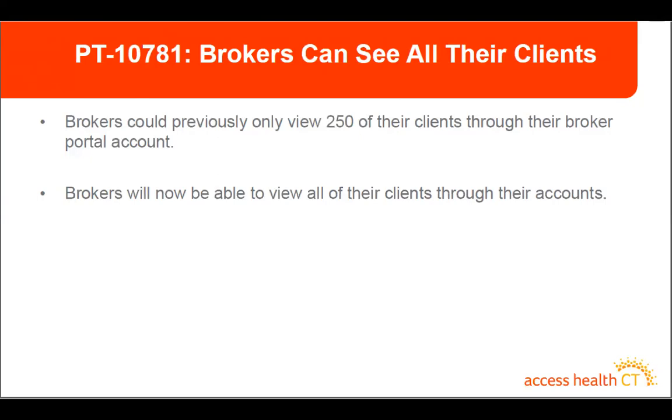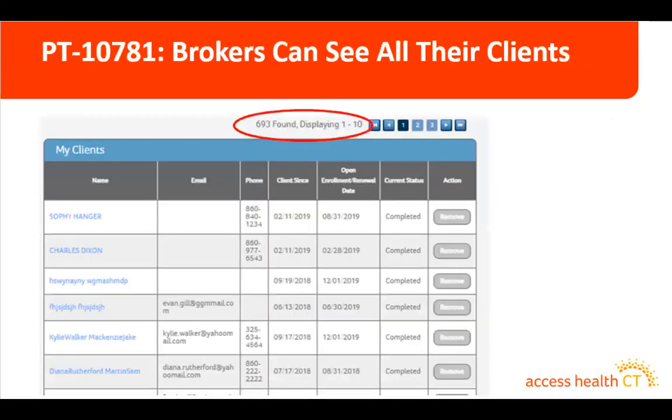The current procedure is contacting the broker support team at the broker support inbox. We'll include that link in the chat box for you just in case you don't have it. And just let us know who's missing and when they should have been, what business should have been written to you. Again, this is just a visual showing that you can now see all of your book of business through Access Health.